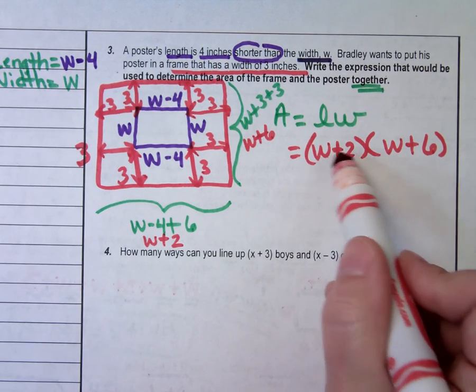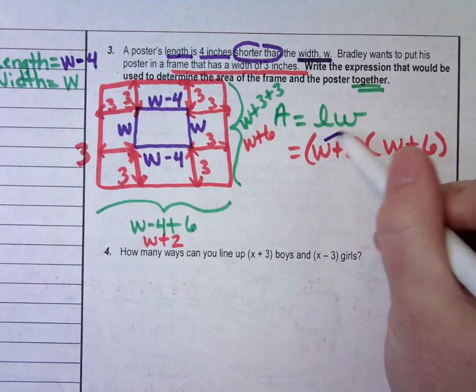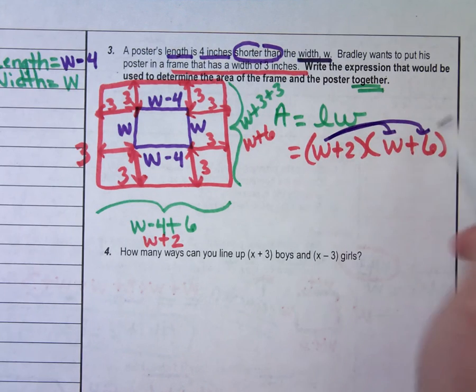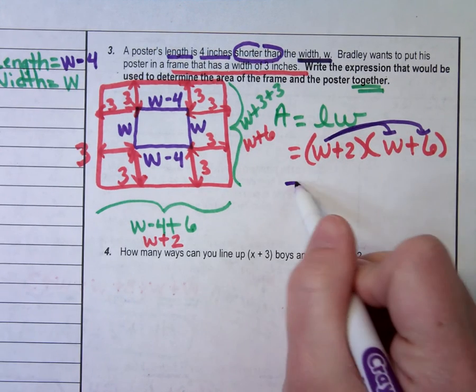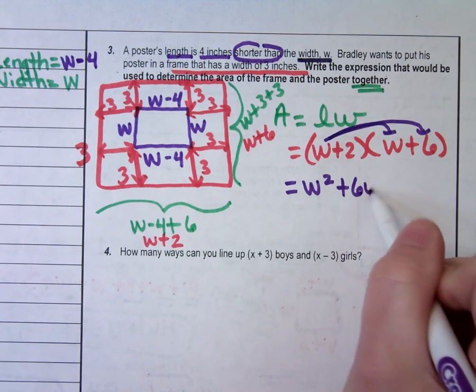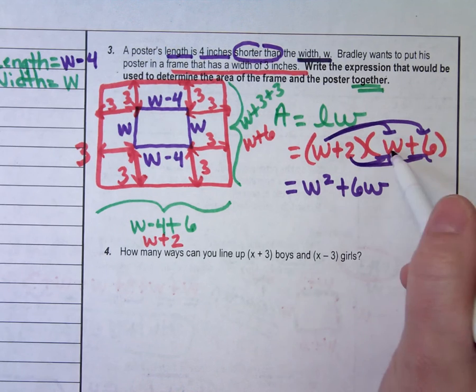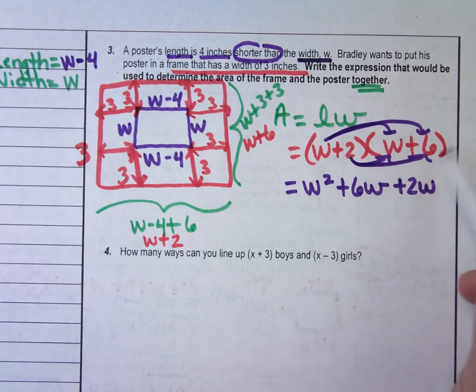So it looks like I have two things to distribute. So I'm going to double distribute. First, let's distribute the W. What's W times W? W squared. What's W times 6? 6W. Now let's distribute the 2. What's 2 times W? 2W. And what's 2 times 6? 12.